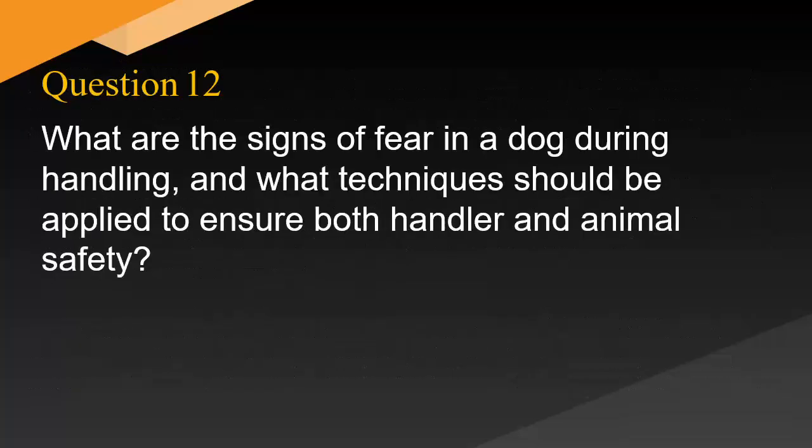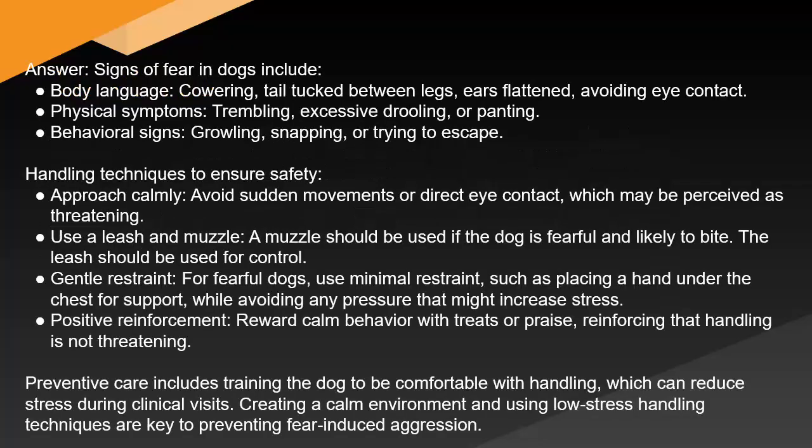What are the signs of fear in a dog during handling, and what techniques should be applied to ensure both handler and animal safety? Answer: signs of fear in dogs include body language, cowering, tail tucked between legs, ears flattened, avoiding eye contact. Physical symptoms: trembling, excessive drooling, or panting. Behavioral signs: growling, snapping, or trying to escape.